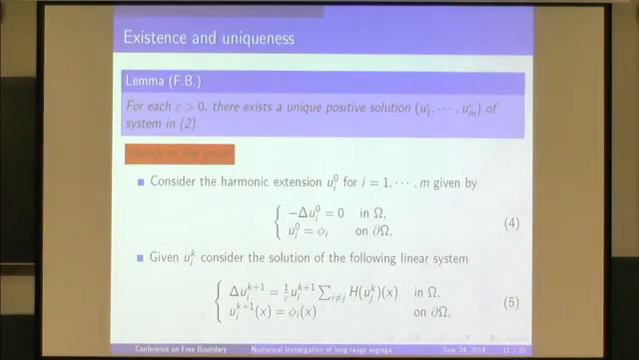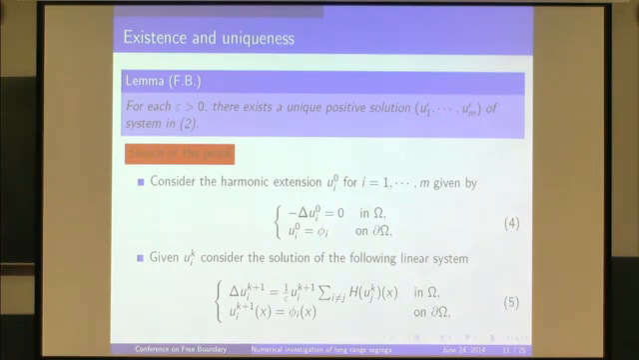Briefly, the idea of the proof is to consider the harmonic extension u_i^0 of the boundary value, for i = 1 to m, where m is the number of particles. They are harmonic and equal to phi_i on the boundary. Once you obtain u_i^0, you go to the next step: Laplace of u_i^1, the next level, is 1 over epsilon u_i^1, and for the nonlocal term, the hard term, you use the previous iterate and the same boundary condition.